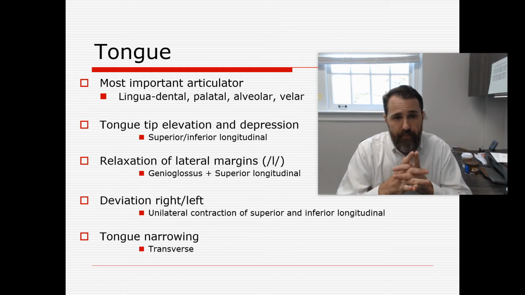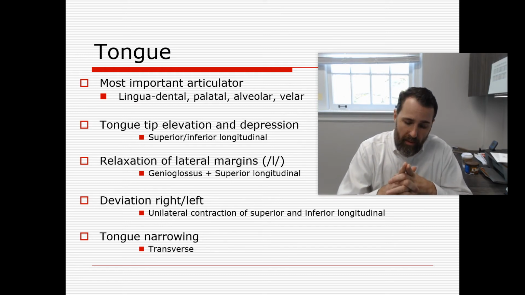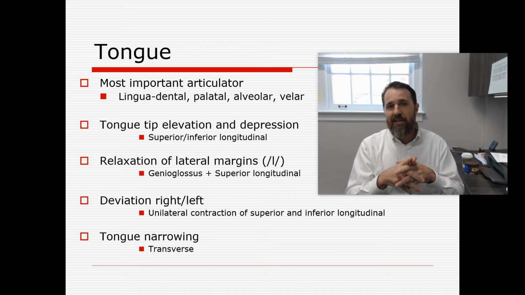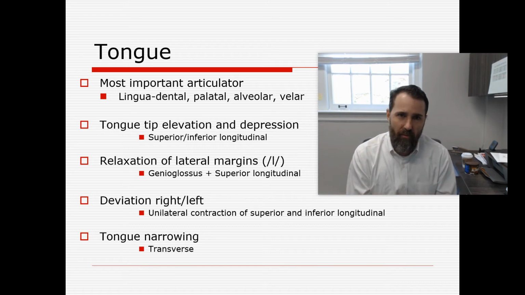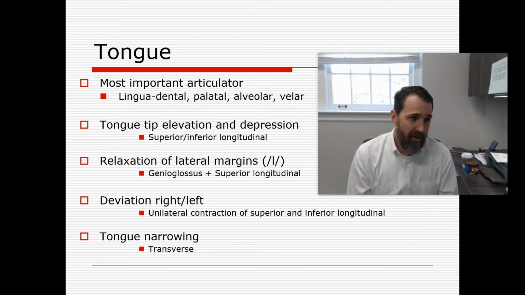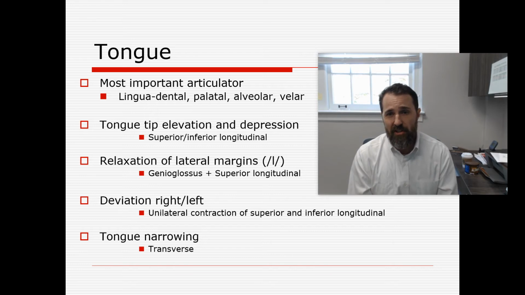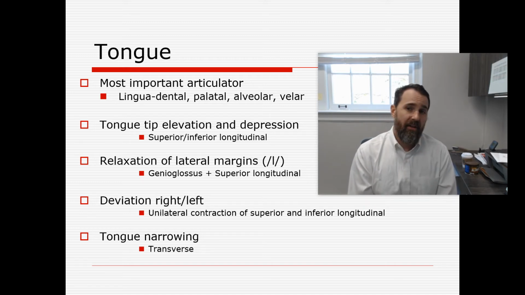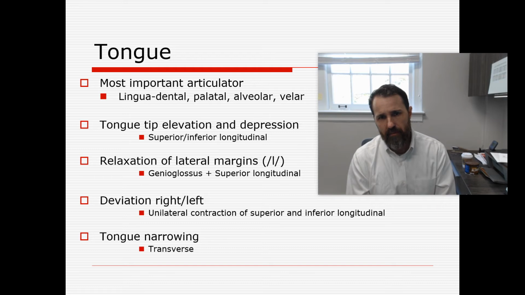All right, also, I'd like to point out about the tongue. This is the most important of your articulators. If you pay attention to what your tongue is doing during articulation, it is doing a lot. It is doing a lot of dancing around in your mouth. So it's important for your lingual alveolar phonemes, your palatal consonants, your alveolar and your velars.